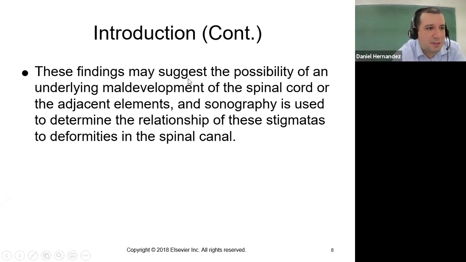So these findings may suggest the possibility of an underlying maldevelopment of the spinal cord or the adjacent elements. Sonography is used to determine the relationship of these stigmata to deformities of the spinal canal. In the clinical setting, when a baby is born and it has an unusual sacral dimple, they'll send that baby to the ultrasound department to get a spine ultrasound.